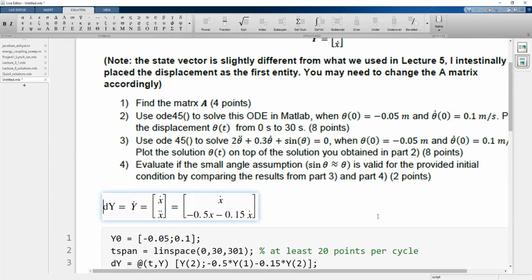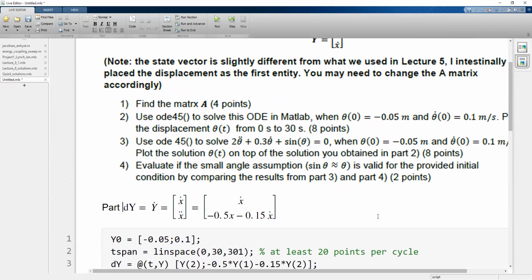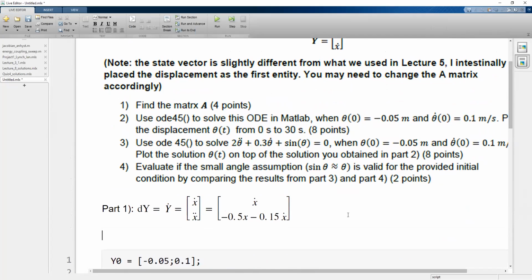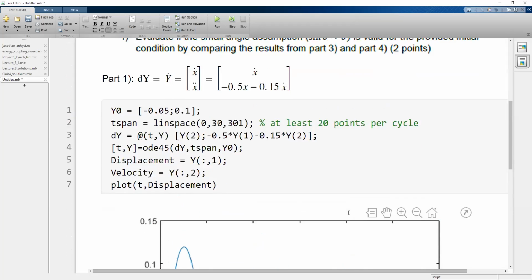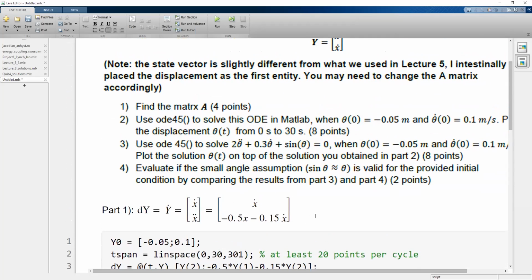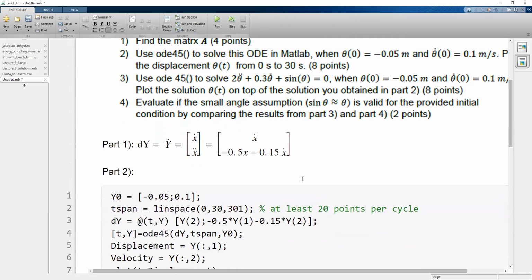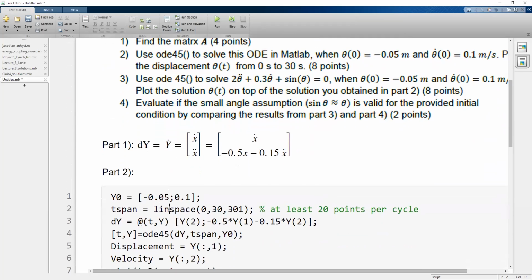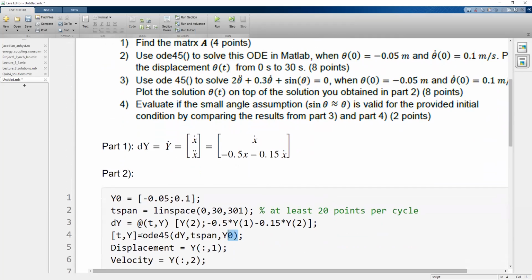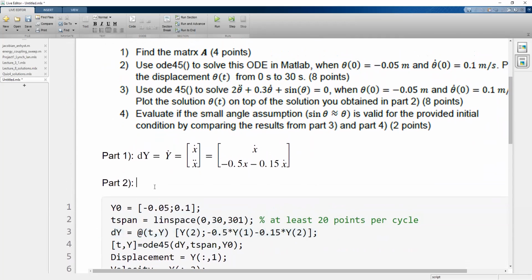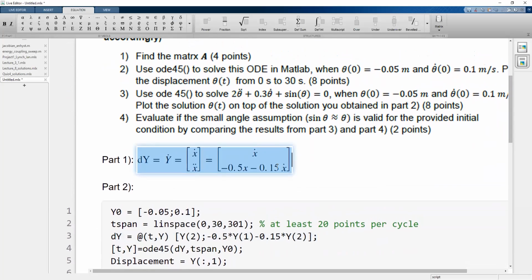So let's name these as part 1. Let's replace these and then calculate part 2. Same thing. For part 2, you have your initial condition, you have your time span, and these two are the same. Your ODE45 would have the same input, same output. The only difference is your changing rate. So let's look at our changing rate.